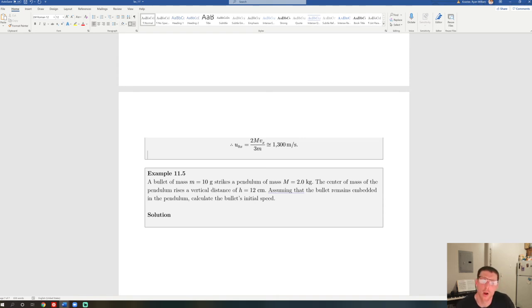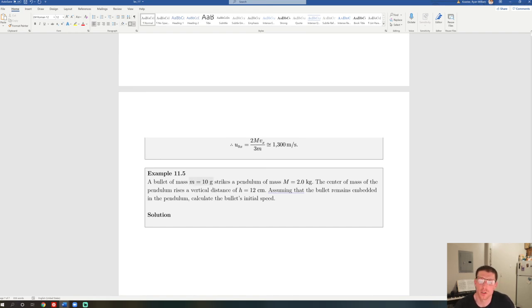Let me first read the problem statement, and this is what you would call a ballistic pendulum. A bullet of mass little m equals 10 grams strikes a pendulum of mass big M equals 2 kilograms. The center of mass of the pendulum rises a vertical distance of h equals 12 centimeters. Assuming that the bullet remains embedded in the pendulum, calculate the bullet's initial speed.